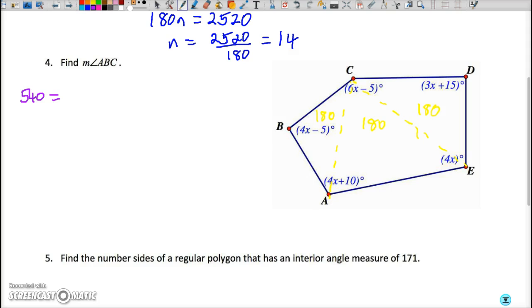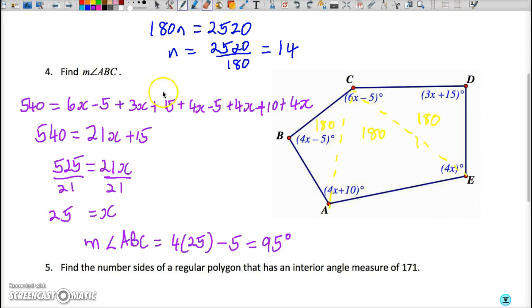Once again, I'm just going to pause to do some of the writing. Okay, so I've worked the problem now. Let me talk you through it very quickly. We had 540, which was the sum of the interior angles, equals the sum of all of the angles. That simplifies to 21x plus 15. Move the 15 over, divide by 21, and that allows us to see that x is 25. And the final step, of course, is to answer the question: find the measure of angle ABC, which is this angle over here. We substitute in the 25 and get our final answer of angle ABC equal to 95 degrees.